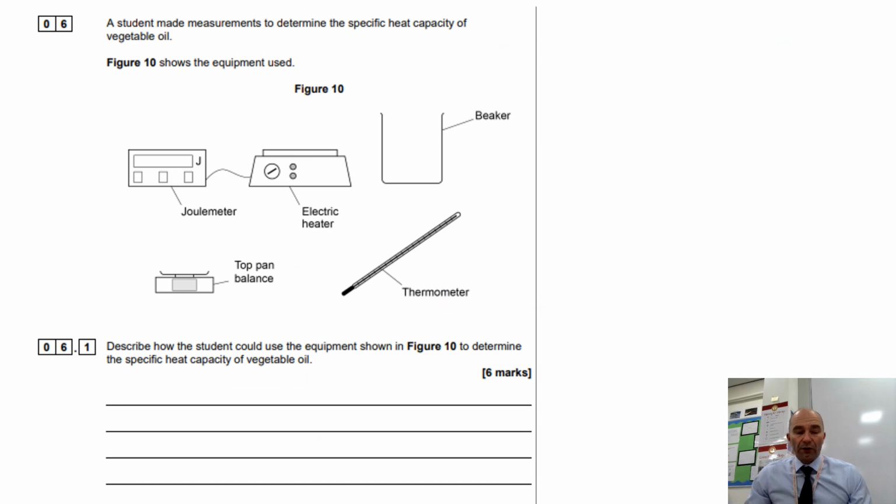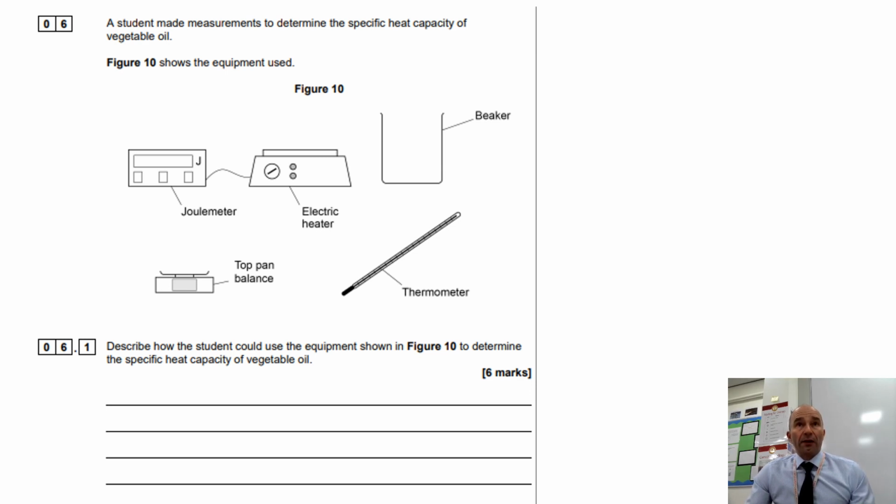And then the next question, here we've got our 6 marker, and it's about writing a method. However, it's not just about writing a method, as we'll talk about now. So a student made measurements to determine the specific heat capacity of vegetable oil, and you're given the equipment to use. You have to describe how the student could use the equipment to determine the specific heat capacity of vegetable oil.